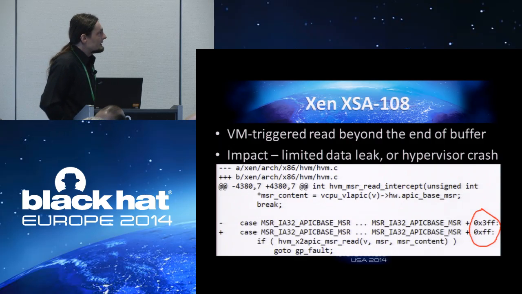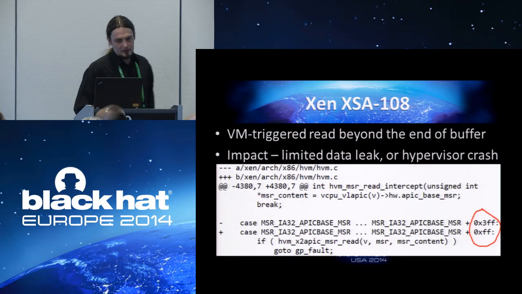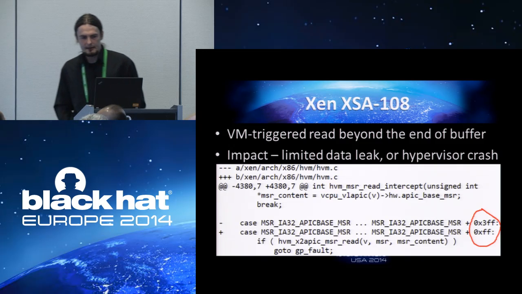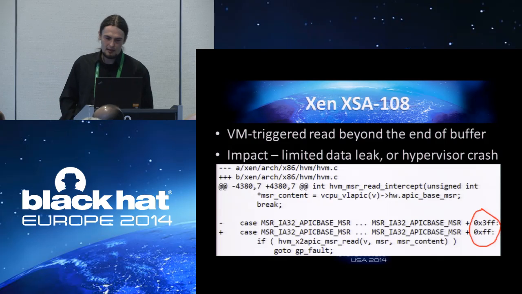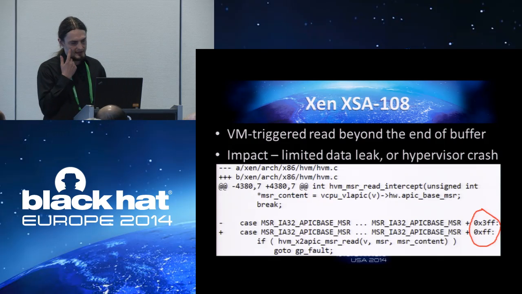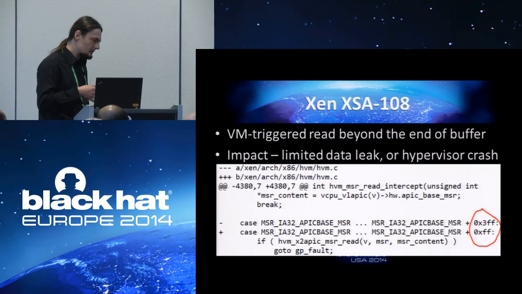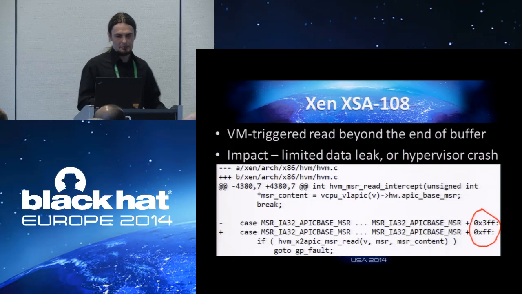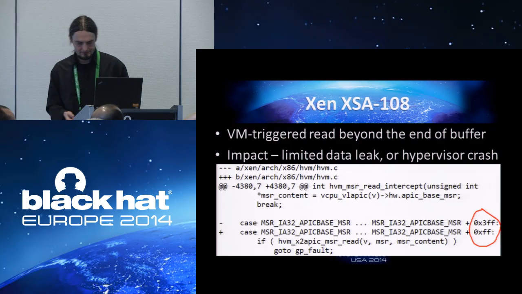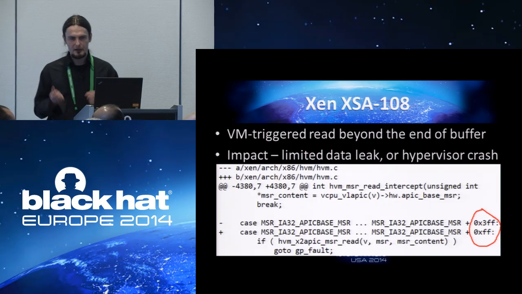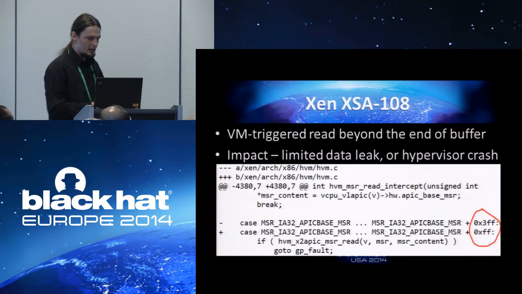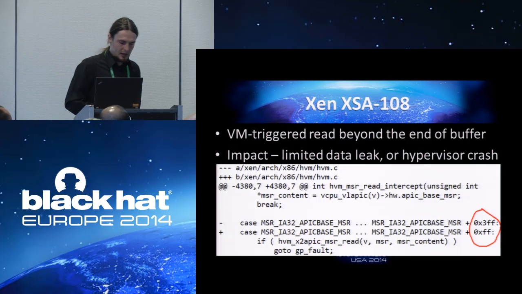Okay, so the first case is really not that interesting, but it is very recent, right? It's Xen Security Advisory 108 that was released like 2 weeks ago. And it received a lot of media hype because there was a prediction that it's a very critical bug that would allow you really to fully compromise cloud providers. In fact, it's not that critical.